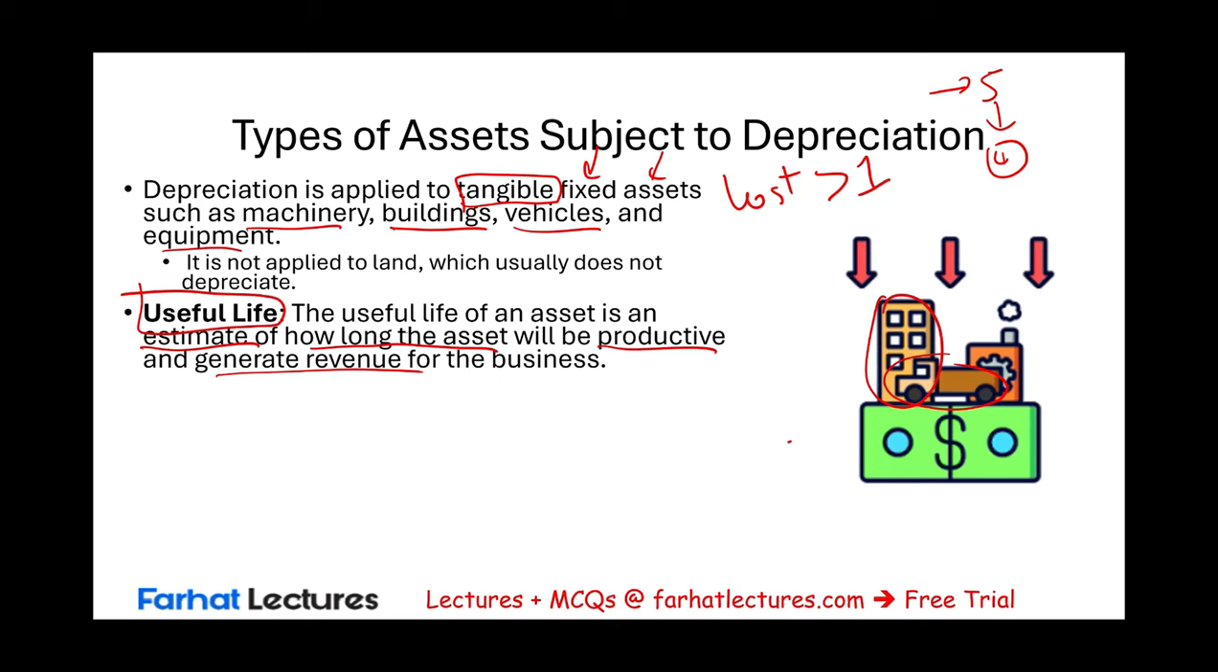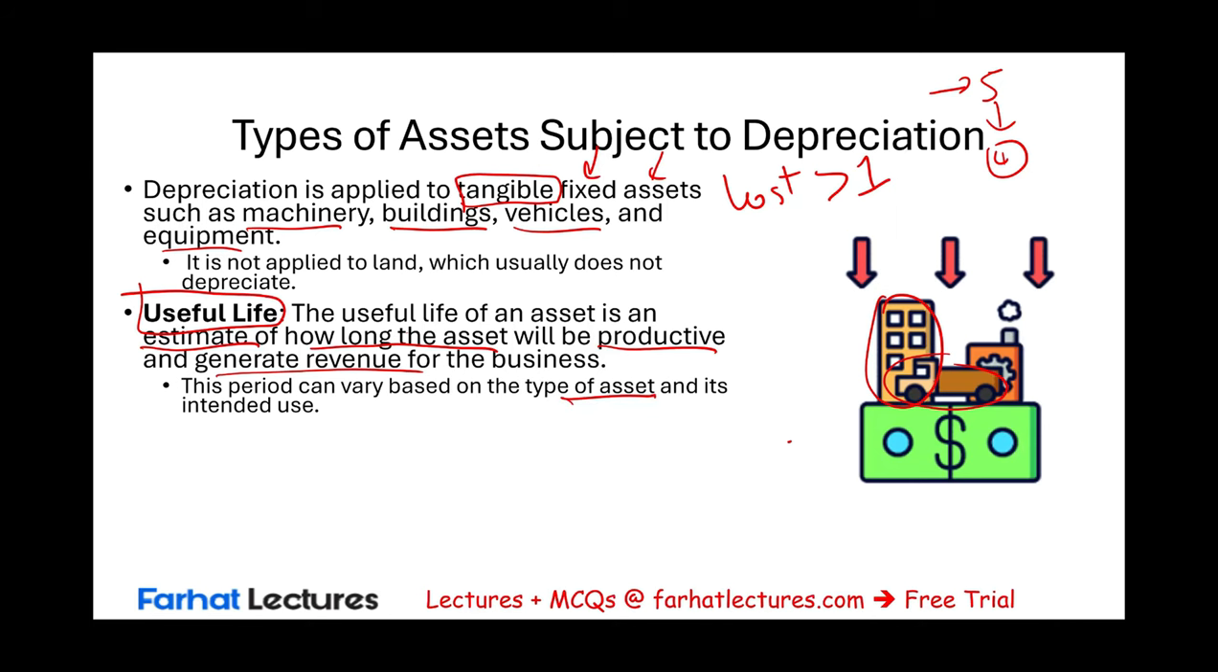So first, when we buy those tangible fixed assets, machinery, building, vehicles, equipment, the company will have to make a decision. And that decision is for how long this asset is going to generate revenue. And the period can vary depending on the type of the asset and its intended use.